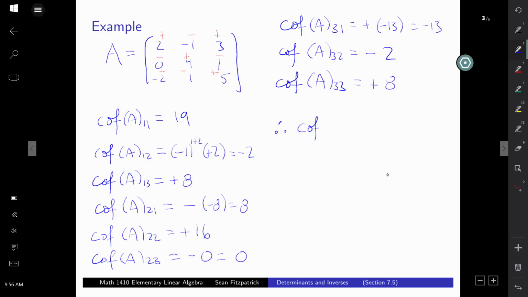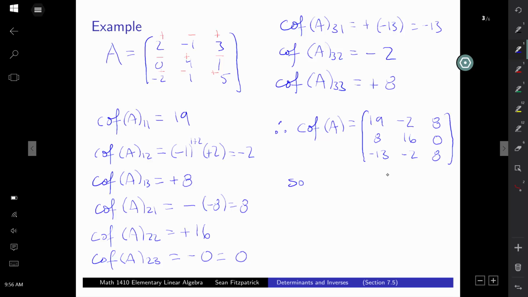So now the cofactor matrix is, along the first row, 19, minus 2, 8. Along the second row, 8, 16, 0. Along the third row, minus 13, minus 2, and 8.